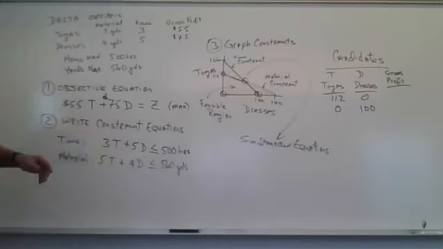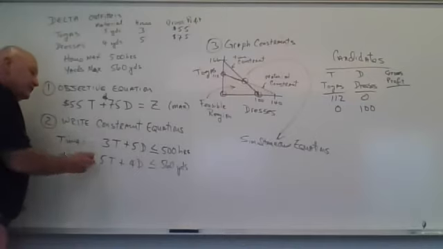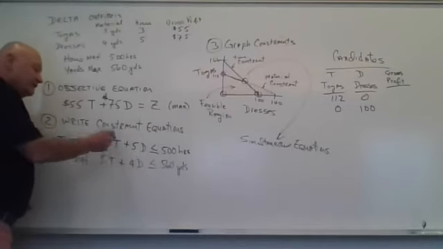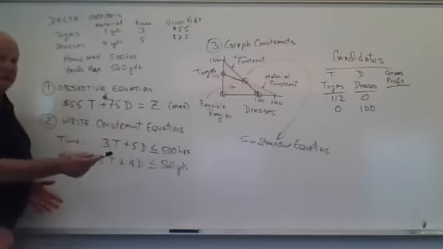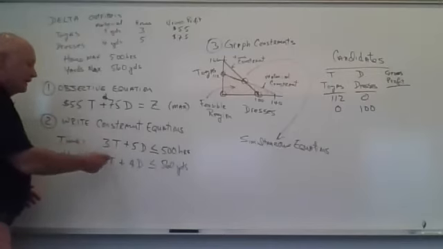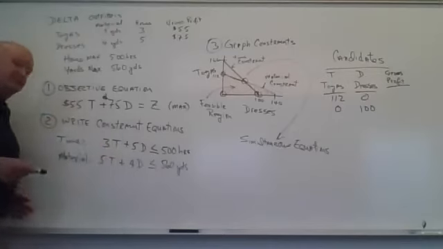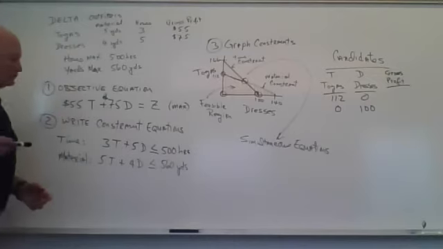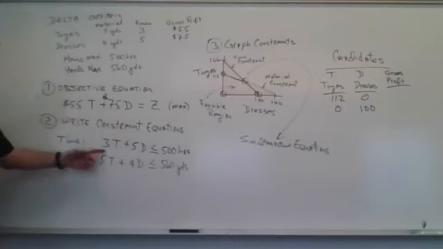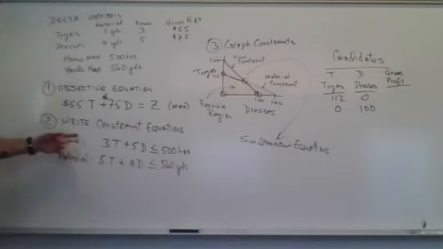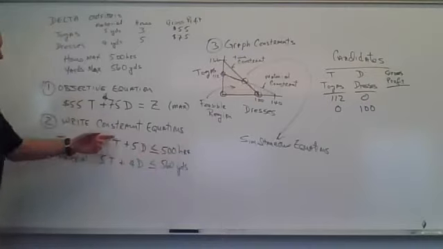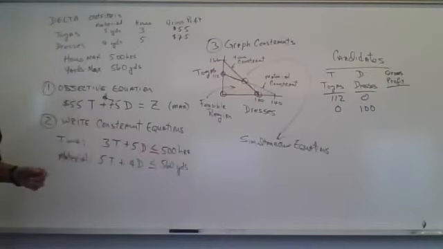The first step to this is to get the coefficients of one of the variables. Let's target the T variable. You can do it with the D if you wanted to, but let's target the T. And get the 2 coefficients to be the same number. One trick that will always work for doing this is to take the coefficient of the second equation and use that one to multiply all the way through the first equation.